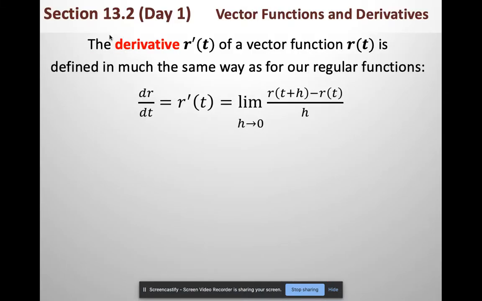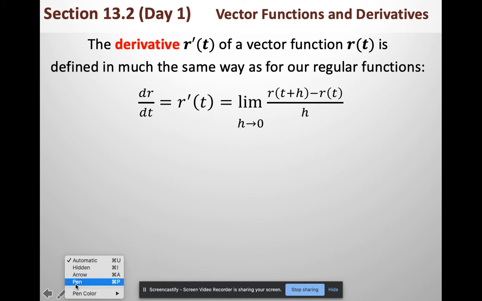Hello, kids. Let's do section 13.2. 13.2 is going to be split into a couple of days, though. So this is just going to be day 1 of section 13.2. And look, there's some more calculus, right?